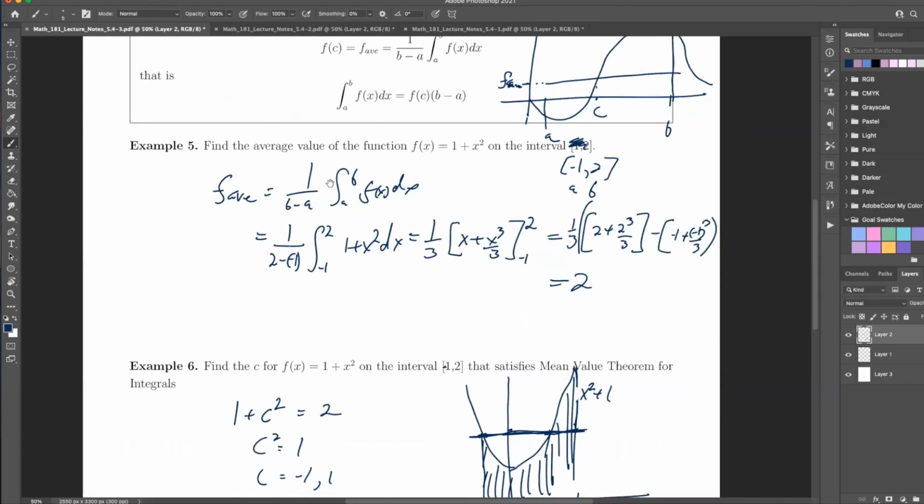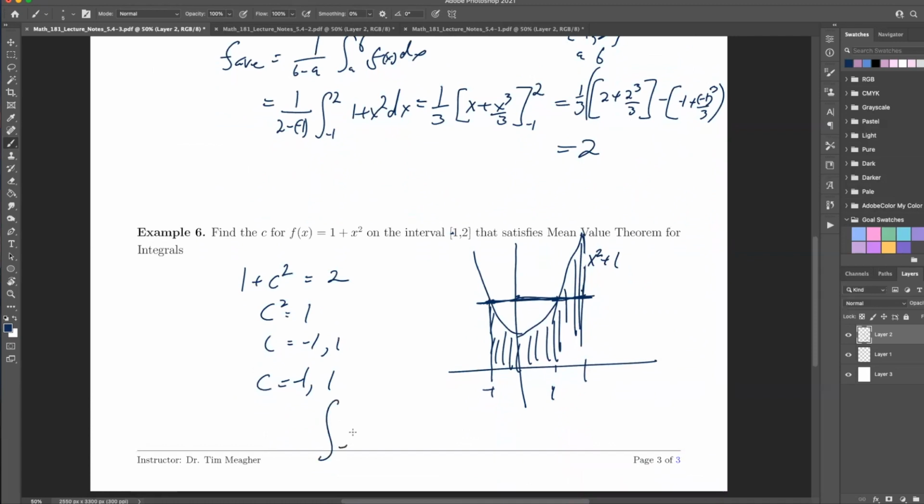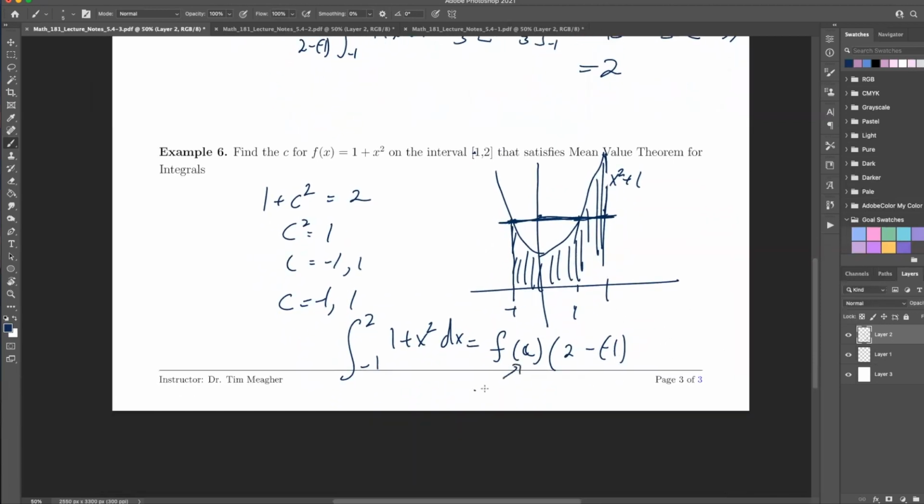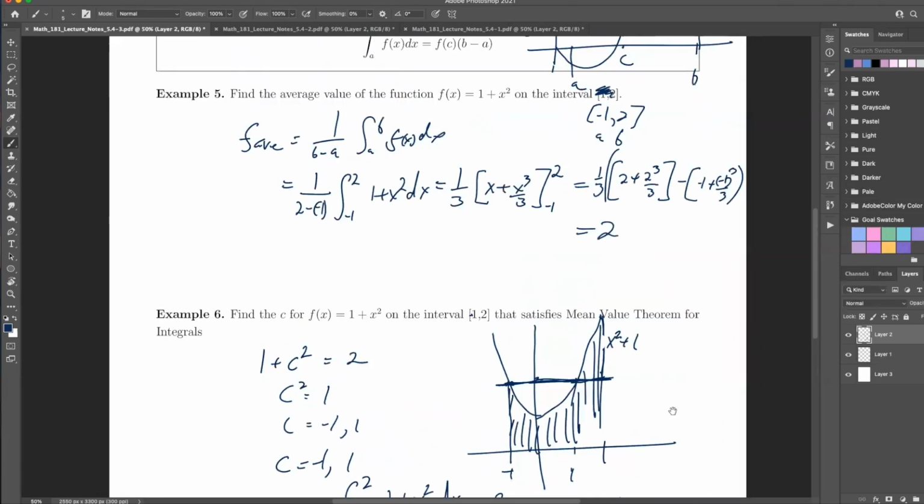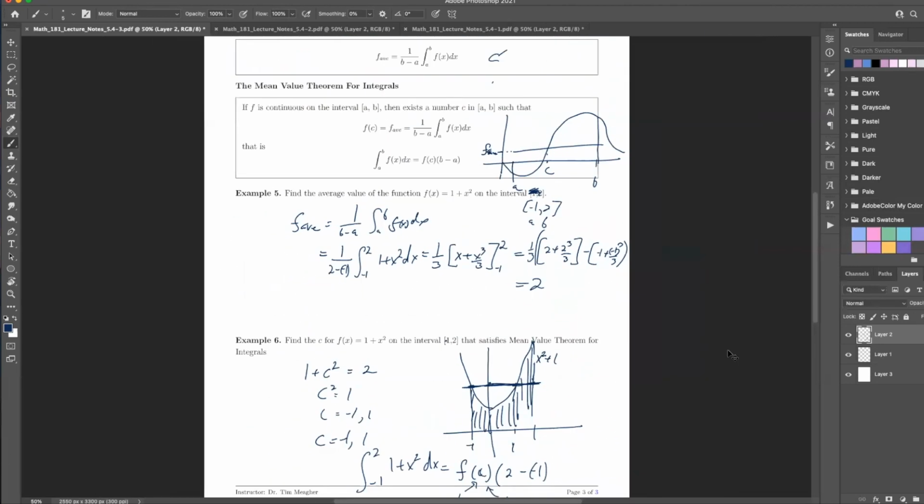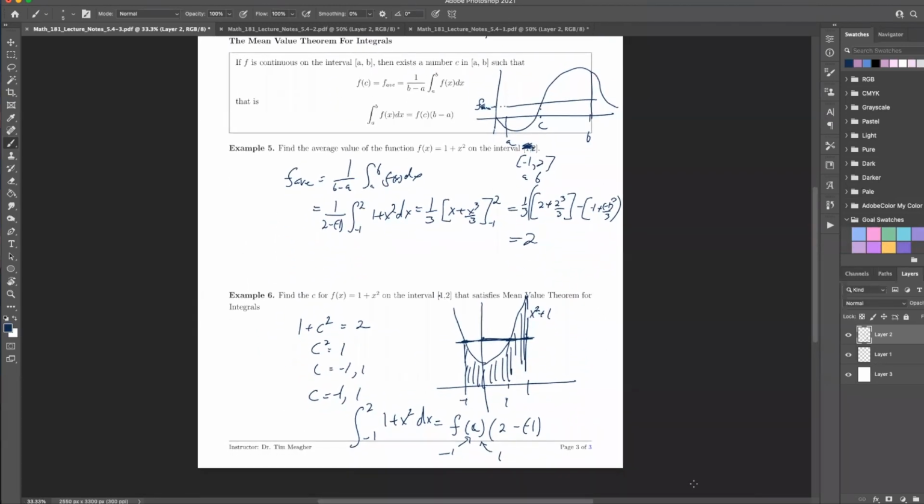So here we can say the integral between negative 1 and 2 of, in this case, 1 plus x squared dx is equal to f of C times 2 minus the 1. And here we can plug in either minus 1 or 1 for C. Both of these make the statement true. That there is some mean value for the integral.